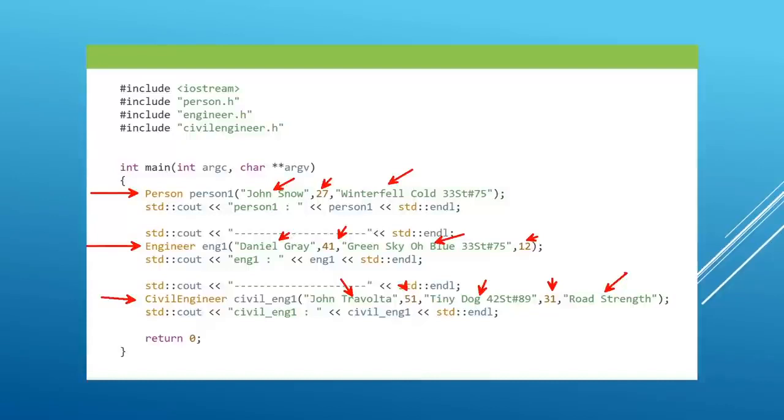And hopefully from this, you can see that we need a way to forward all this information to the constructor where this information is needed. For example, if we are building a civil engineer object, we want to forward the name, the age, and the address to the person part of us. So we need to pass this to our person constructor in a way. We need to pass the 31 here to our engineer constructor because this information is going to be stored at our engineer level. And we need to store the road strengths information into the civil engineer part of us because that's where this member variable is declared.